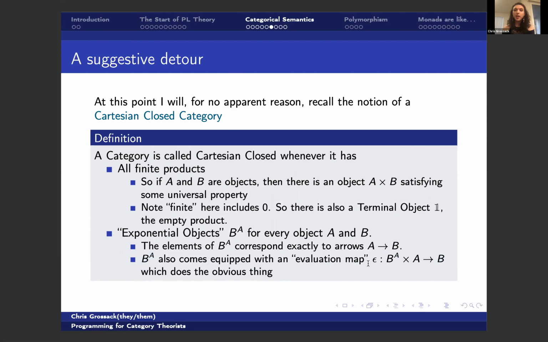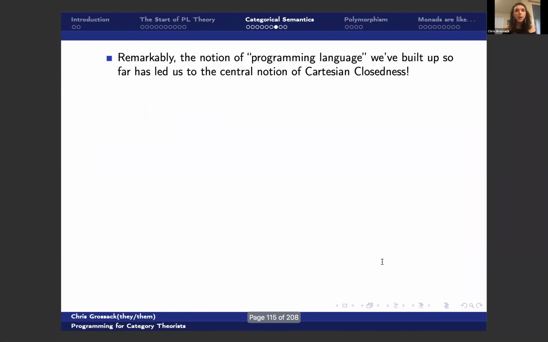But again, you can build it by hand if you want, just knowing that elements in here correspond exactly with maps from A to B. You can take this correspondence, get a thing from A to B, and then there's an obvious evaluation map, which takes an A to B and evaluates. Okay, so rather remarkably, in just talking about programming languages, and wanting to know how to evaluate programs in a programming language, we found ourselves sort of inexorably drawn to this notion of Cartesian closedness, which is a really central theme in category theory.